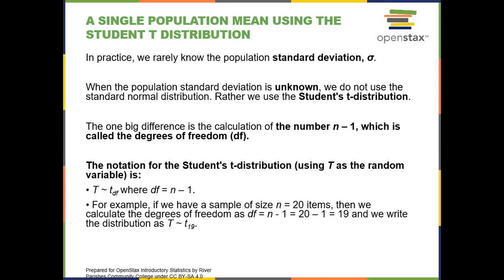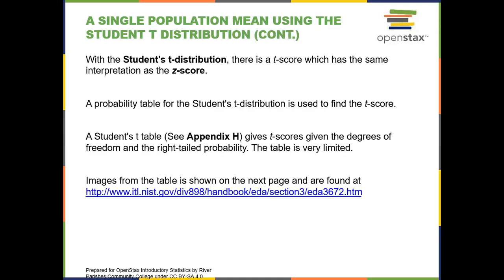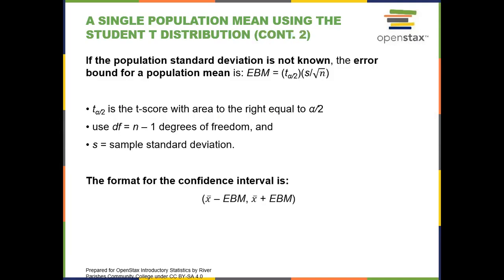For example, if we have a sample of size 20 items, n is 20, then the degrees of freedom is 19. And we write t as a distribution with 19 degrees of freedom. With the student's t distribution, there is a t-score which has the same interpretation as z-score. For the probability distribution, we use the calculator. Okay, we are not going to use the table.